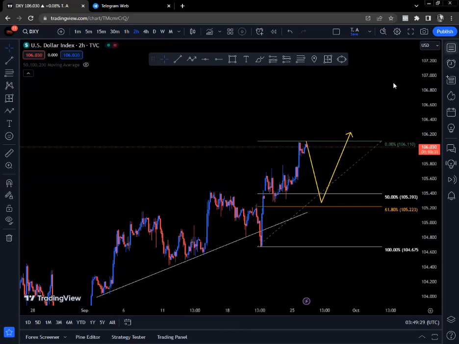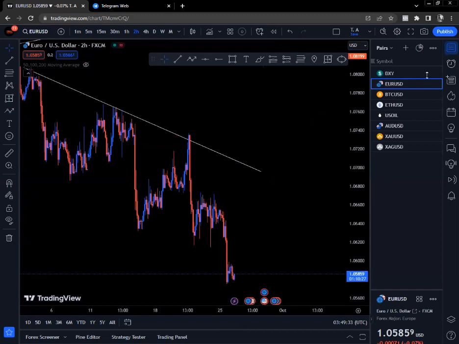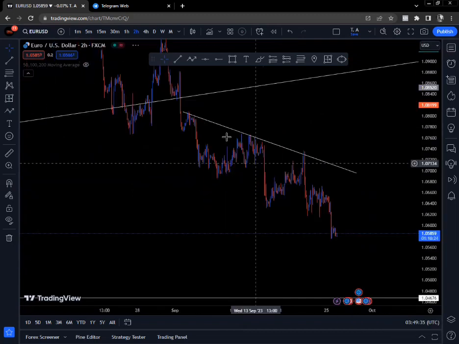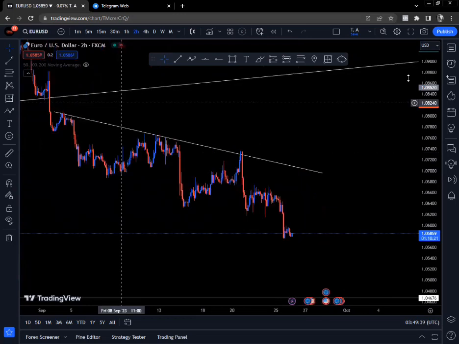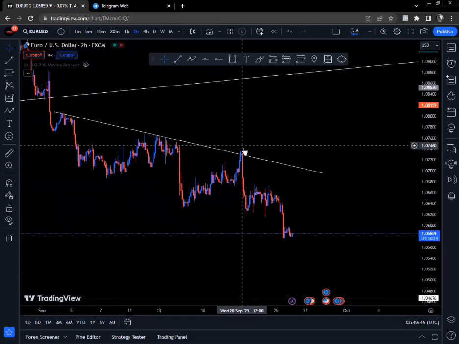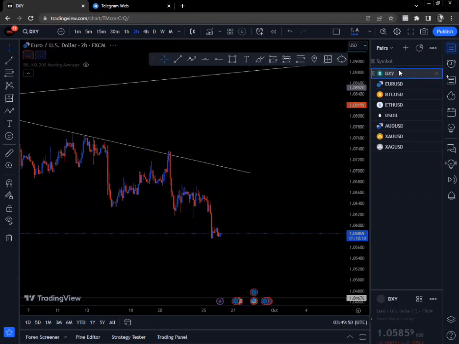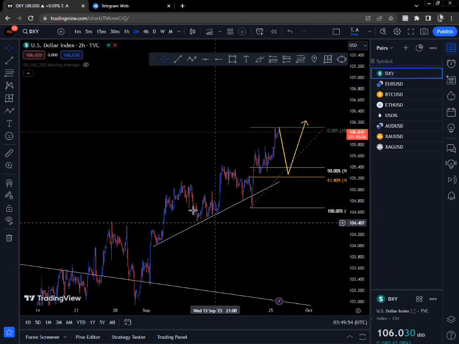Right. So here it is on Euro USD. Let's go to Euro USD. As you can see, this is Euro USD. Can you see that Euro USD is exactly the inverse of what is going on the XY? You can see how it's going down, right? If you go to the XY as well, you see exactly the same thing.